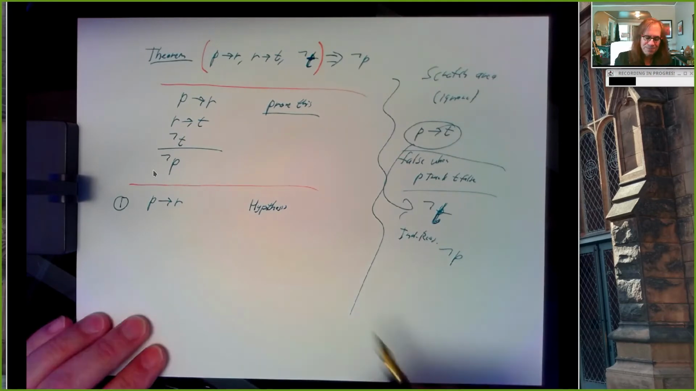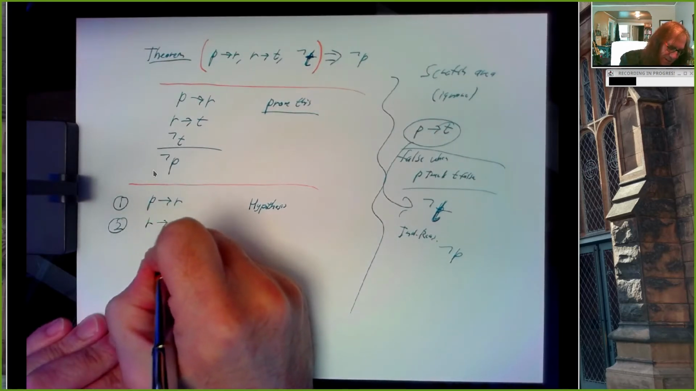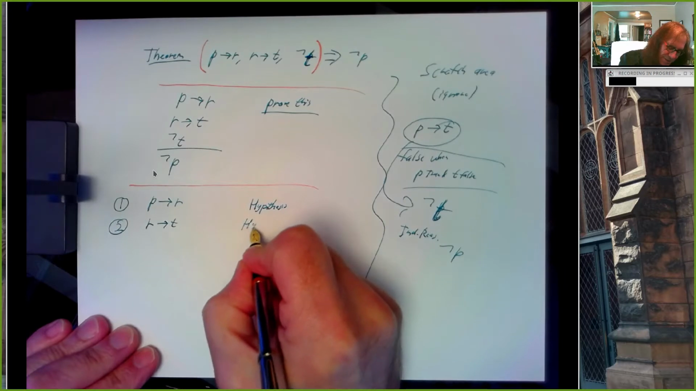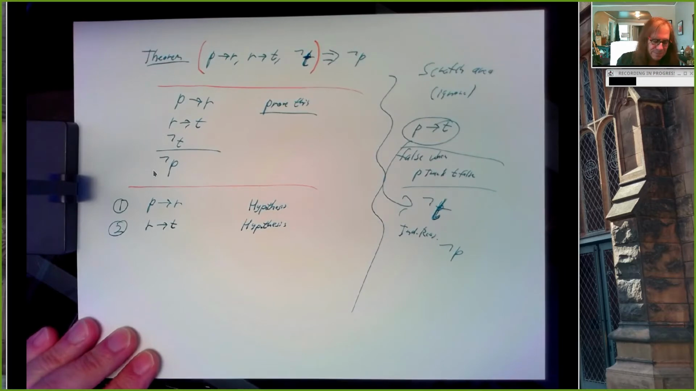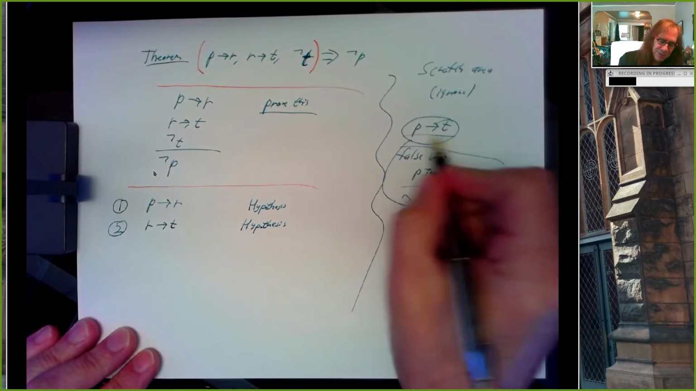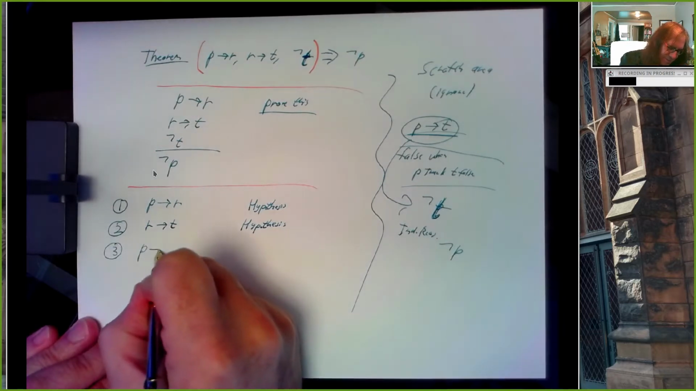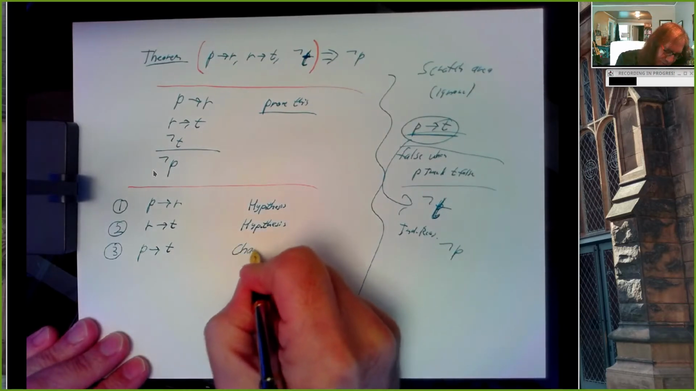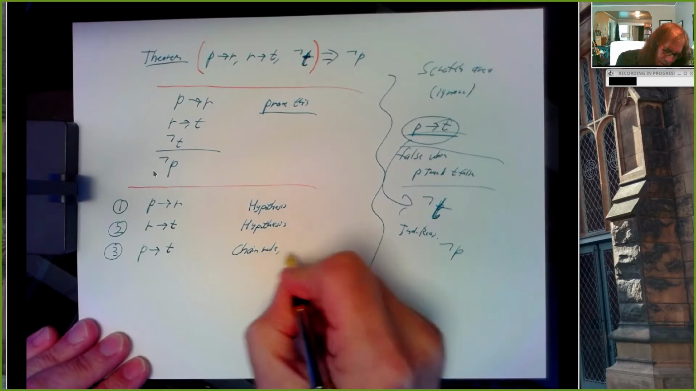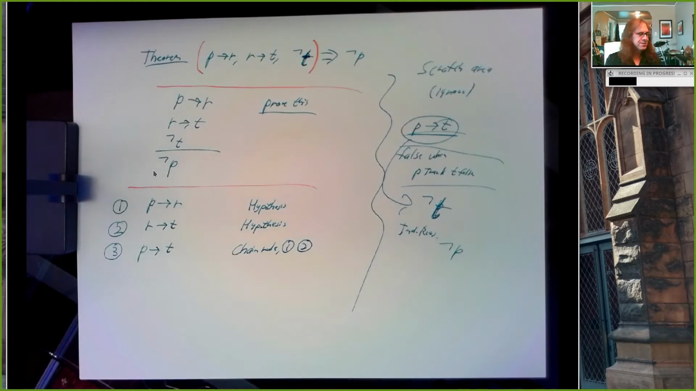All right, and I want to put that together with R implies T. So my second step of my proof is going to be if R, then T, and that's also a hypothesis. Now I want to chain rule those. I want to put them together to get P implies T. So my third statement is going to be if P, then T. And my justification for that is chain rule. And I'm going to list the two hypotheses that I chained together.